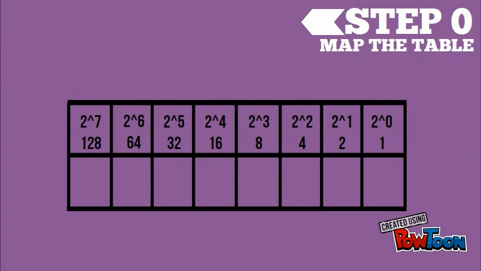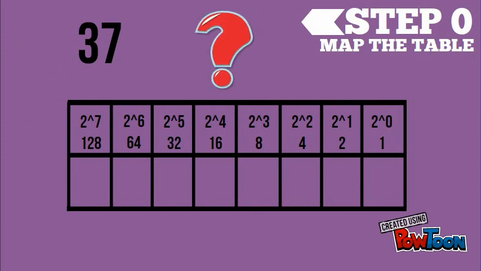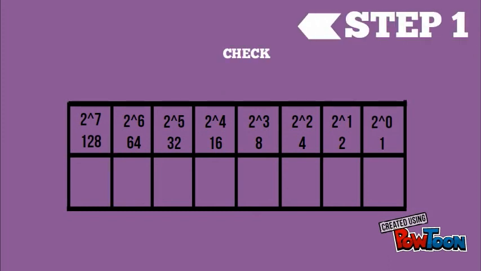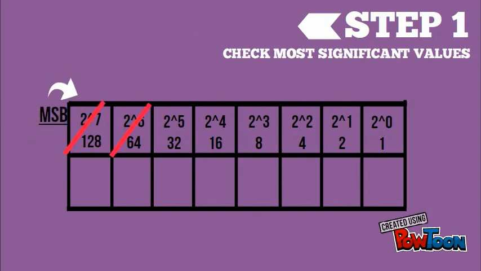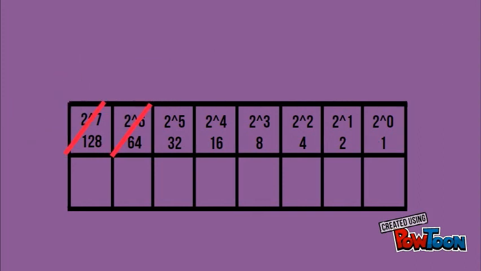Let's say I want to represent the number 37. All you'll need to do is fill the table above with the values that, when summed, are equal to 37. How? Well, let's follow a simple algorithm. Step 1. Check your table and make sure there are no values bigger than 37. So in our case, we cross out the 128 and 64, leaving the most significant bit to be 32.